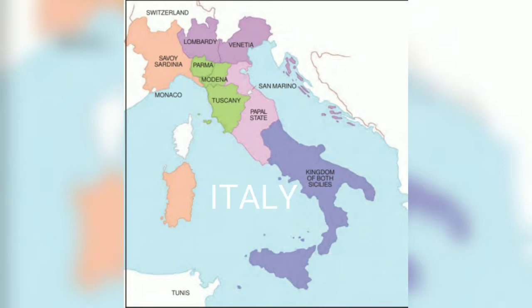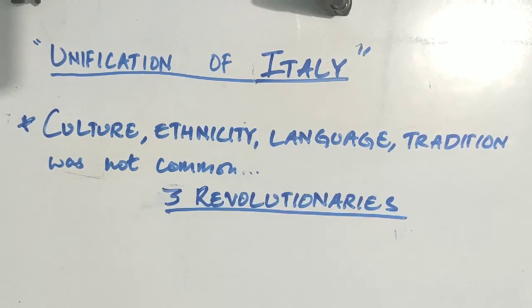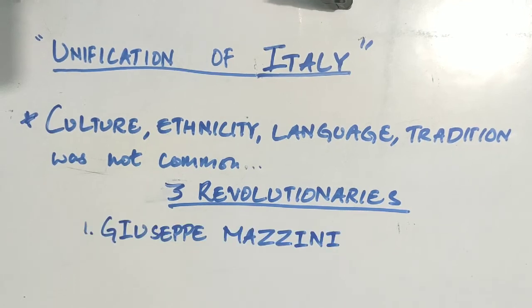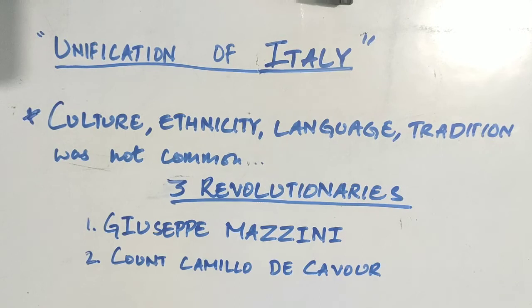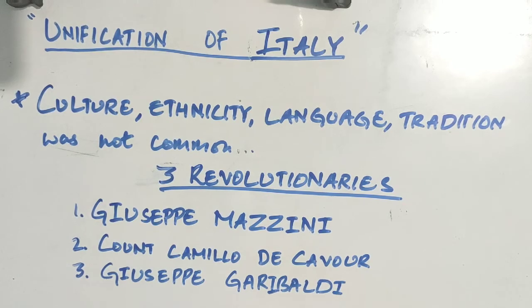Now let's discuss the unification of Italy. During the middle of the 19th century, Italy was divided into seven states, of which only one, Sardinia-Piedmont, was ruled by an Italian king. Hence, culture, tradition, and language were not the same in all the states. The unification process was led by three revolutionaries: Giuseppe Mazzini, Count Camillo di Cavour, and Giuseppe Garibaldi. These three revolutionaries played an important role in unifying Italy.